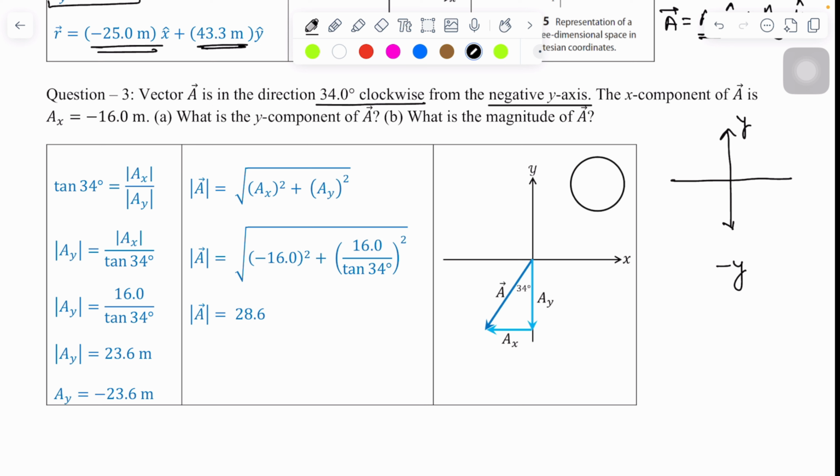Can we draw like this? Okay, this is our circle. And what is clockwise? Clockwise is like this. So if I start from negative y, the direction is this side. Fine. It means you have a vector here which is making an angle of 34 degree with the y-axis. Is that fine? Okay. Sure? Okay. Ax is given.